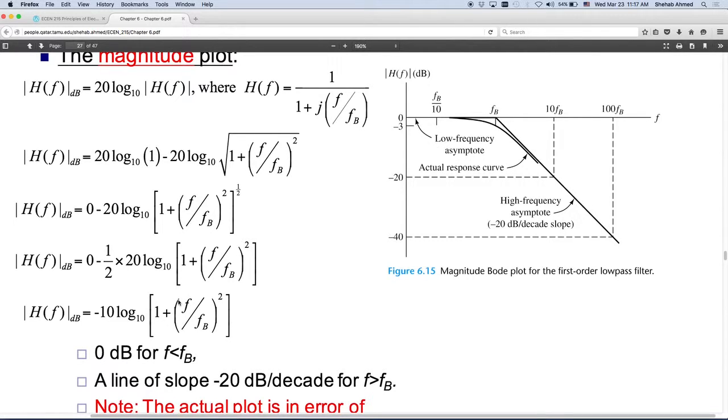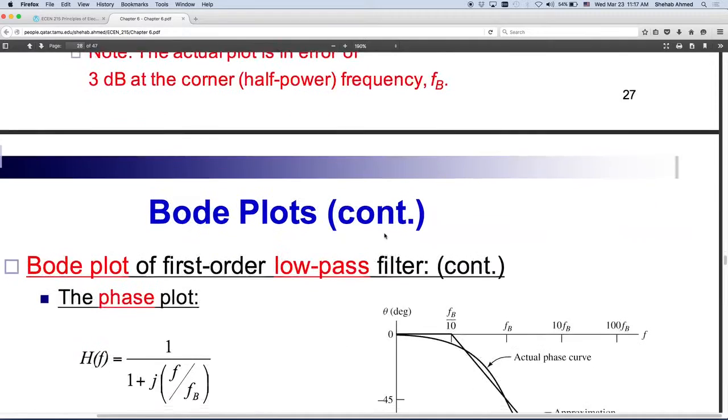We will do the same for the phase of a high pass filter. This is the low pass filter, then we will do the same for the high pass filter. Draw the phase and the angle plots in dB. It's basically what we're doing today.